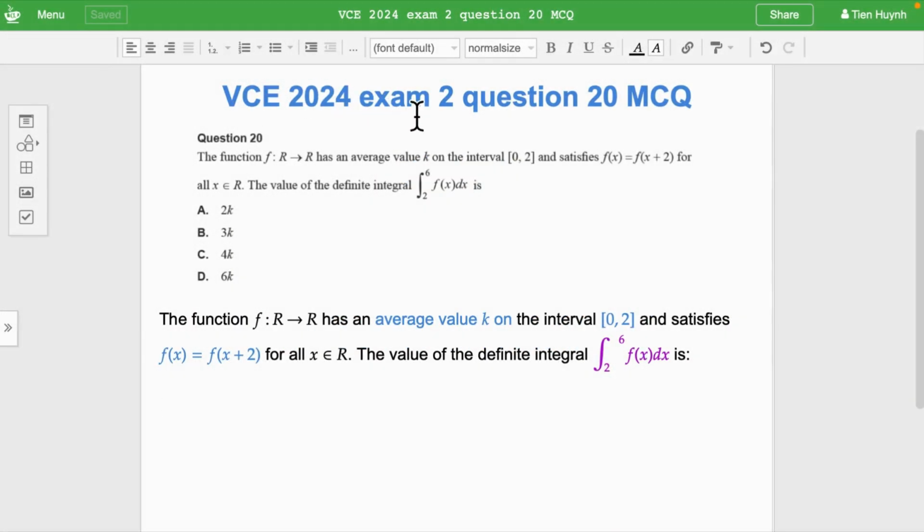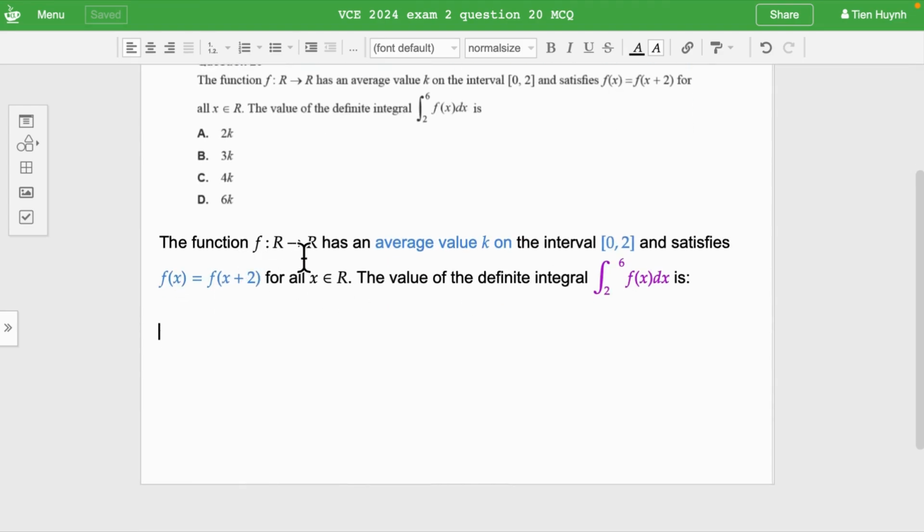VCE 2024 Exam 2, Question 20 MCQ. The function f from R to R has an average value k on the interval 0 to 2 and satisfies f of x equal to f of x plus 2 for x in R. The value of the definite integral of f of x from 2 to 6 is.